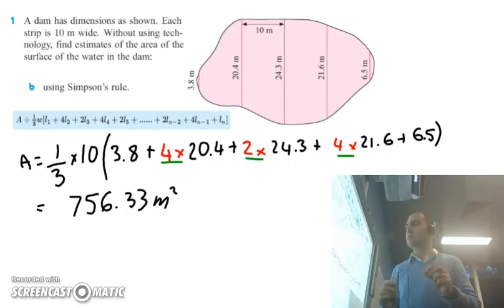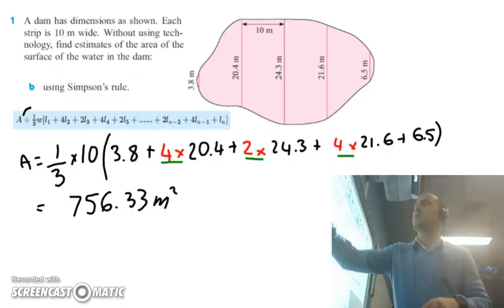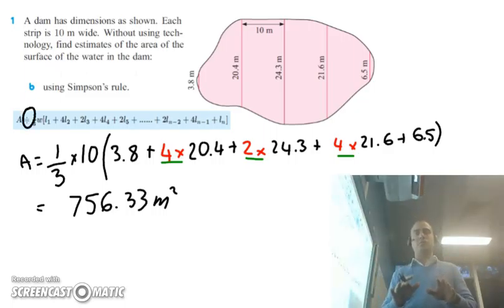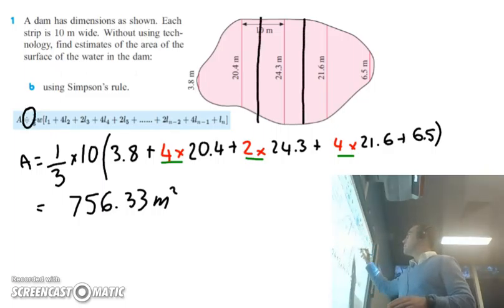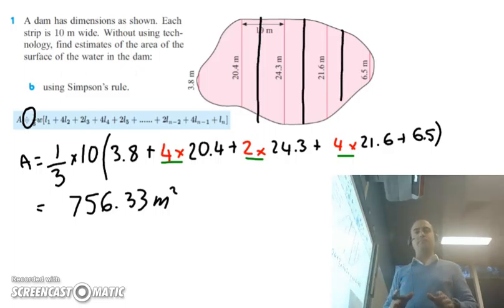So again, if you compare it back to the solution we got with the trapezoidal rule, it's slightly out. That's because it's approximately equal to. Hopefully, the more lines we have, the more accurate it's going to be. Good luck.